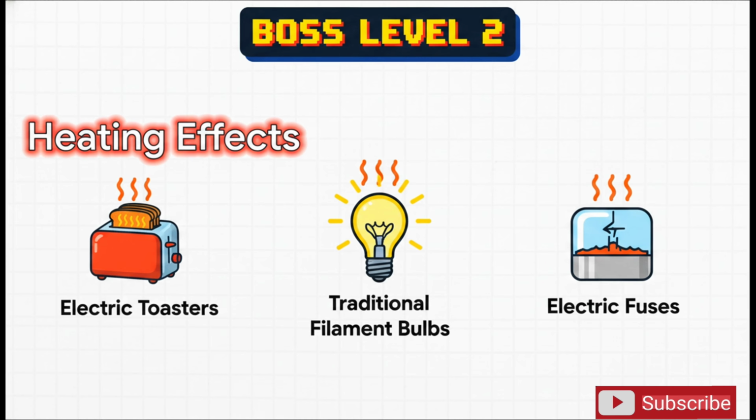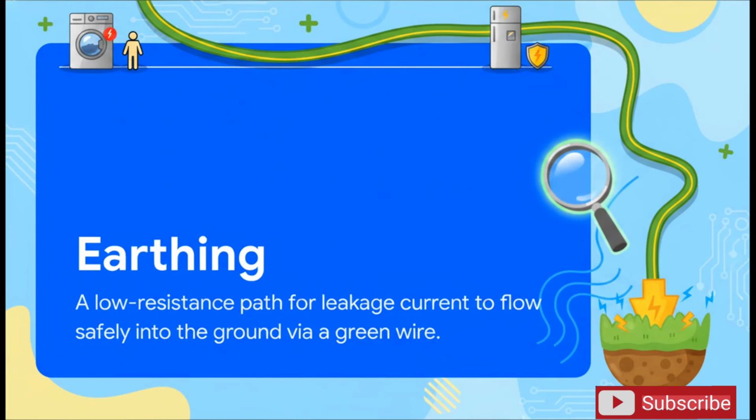Traditional filament bulbs glow that bright yellow specifically because the filament gets so incredibly hot from its resistance. And electric fuses? They are literally designed to melt and break the circuit if the current gets dangerously high. We're using that heating effect to protect your expensive appliances from totally frying. But hey, fuses aren't our only line of defense.